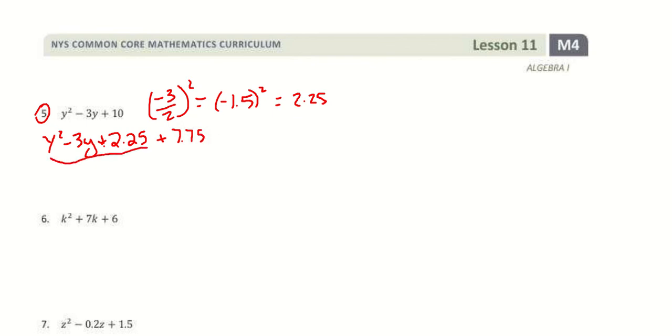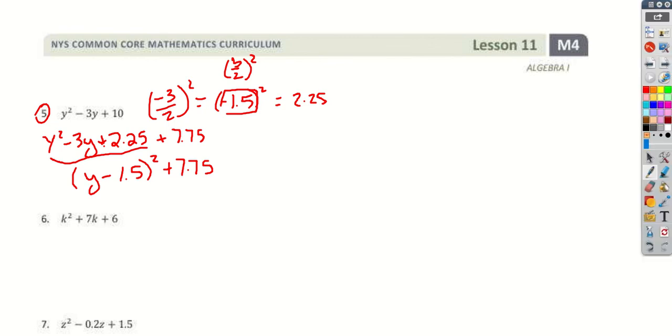Okay, so here comes my factored form. So it's y minus, remember, go to your parentheses here, 1.5 quantity squared, and then plus 7.75. So just trust the b over 2 formula, okay? So b over 2 squared, whatever the b over 2 is, before you square it, that's what goes into the parentheses, okay?